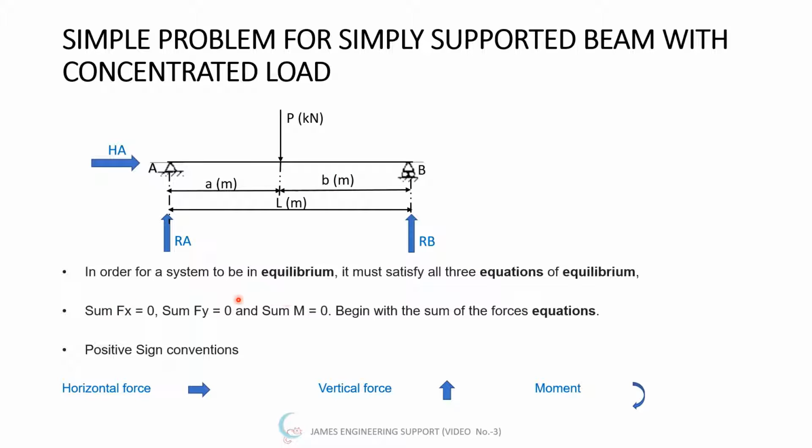In order for a system to be in equilibrium, it must satisfy all three equations of equilibrium. That is, summation of forces in x and y direction should be equal to 0 and summation of moment should be equal to 0. So here is the positive sign convention. Negative will be exactly the opposite. So horizontal from left to right I am considering positive. Vertical upward I am considering positive, and moment clockwise I am considering positive.